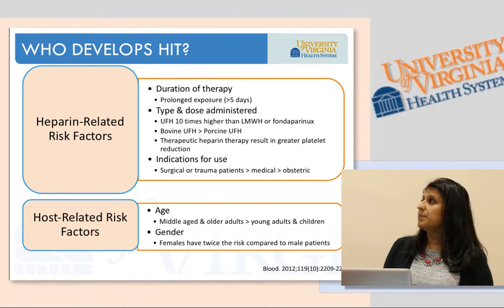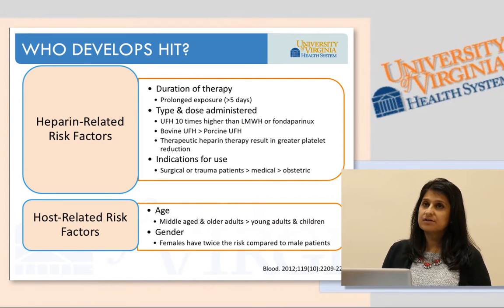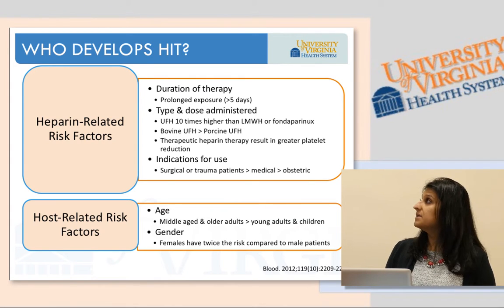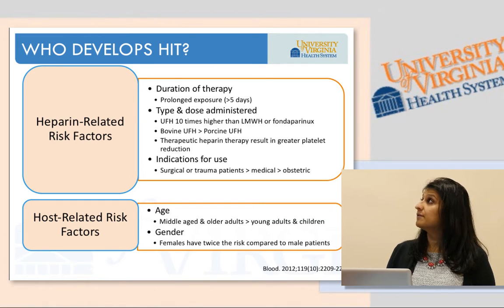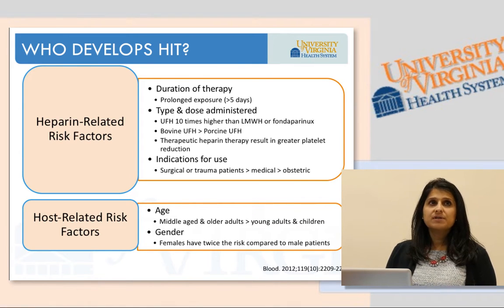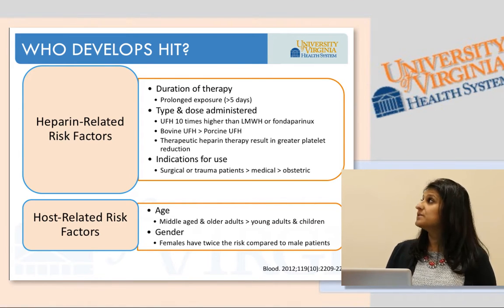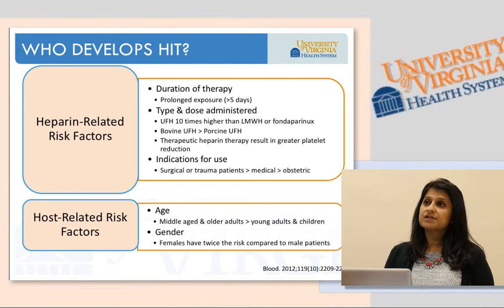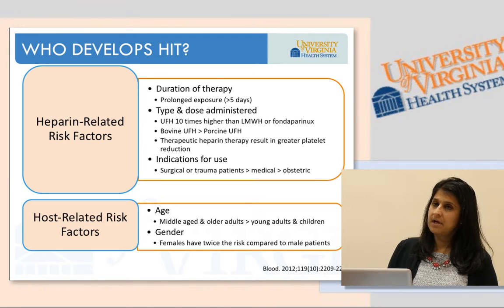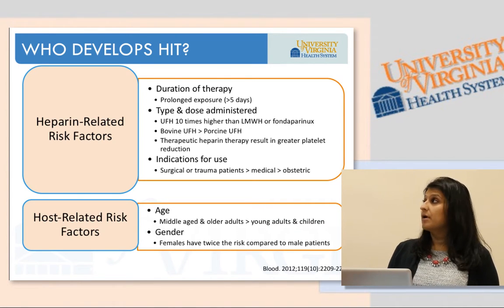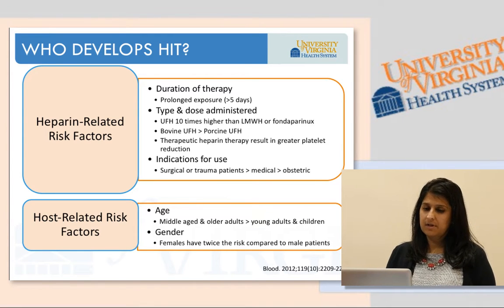What types of patients develop HIT? There are heparin-related risk factors. Duration of heparin therapy plays a huge role, so anybody who's getting heparin for more than 5 days is at risk for developing HIT. The type and dose of heparin matters too, so anybody who's getting unfractionated heparin is more likely to develop HIT than patients who have low molecular weight heparin on board. Bovine unfractionated heparin is associated with developing HIT more than porcine unfractionated heparin. Therapeutic doses of unfractionated heparin are a greater risk of developing platelet reduction than low molecular weight heparin.